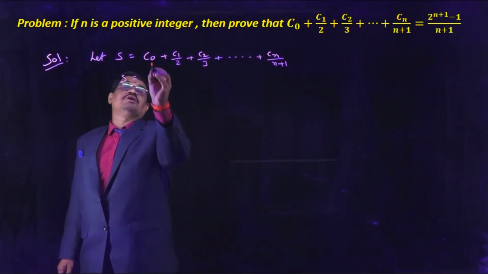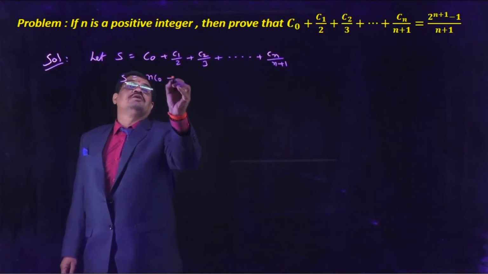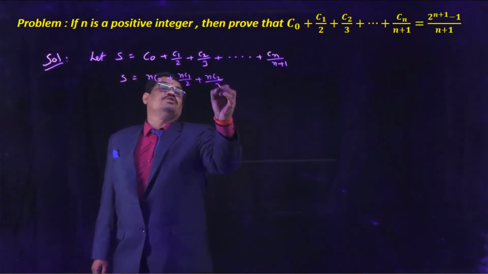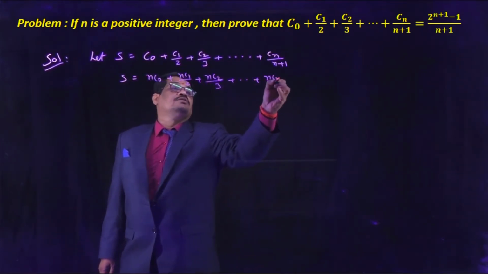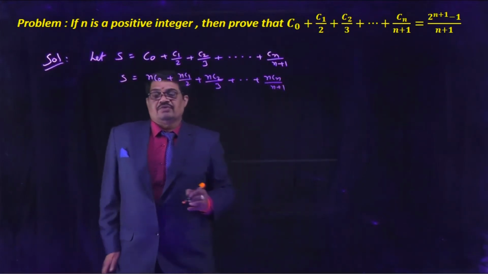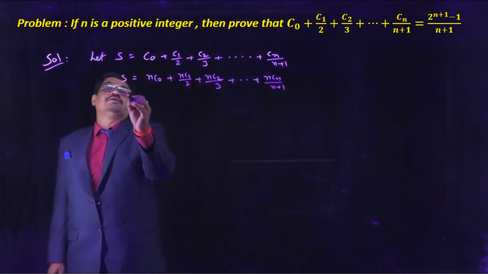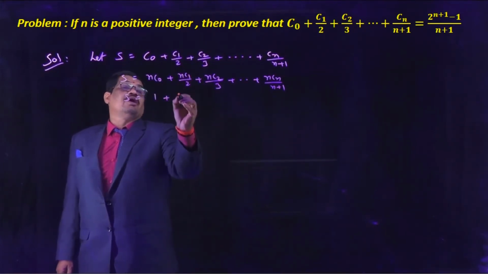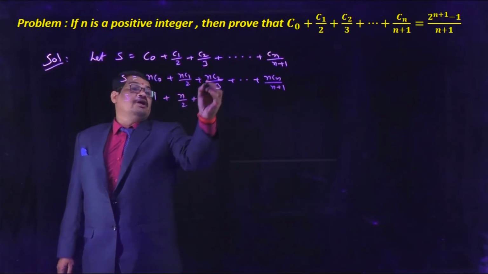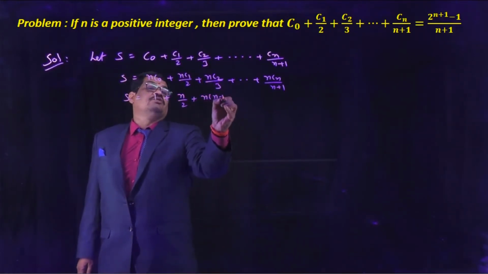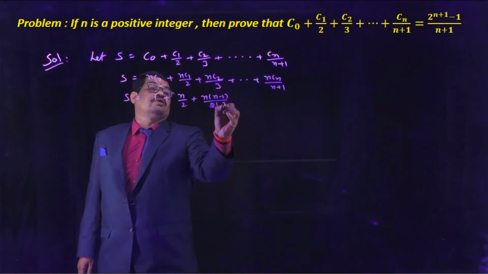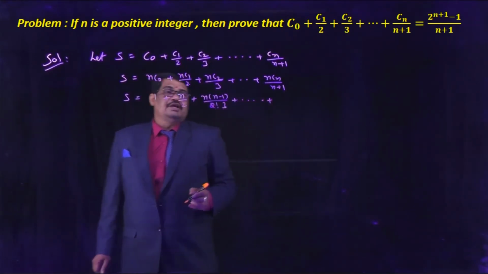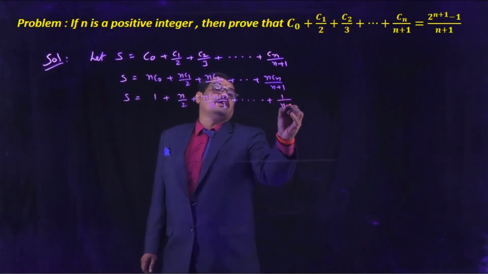So C0 is nC0, C1 by 2 is nC1 by 2, C2 by 3 is nC2 by 3, and so on, nCn by n + 1. Now we write their values. nC0 value is 1, nC1 value is n by 2, nC2 is n(n − 1) by 2 factorial into 3, and so on. The last one, nCn, gives 1 by n + 1.